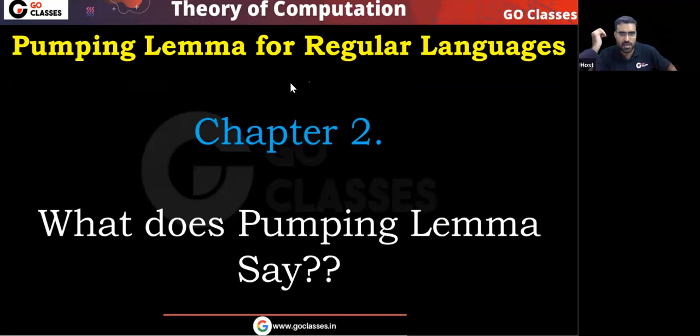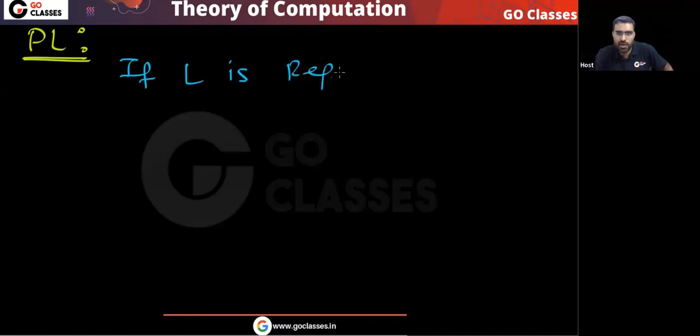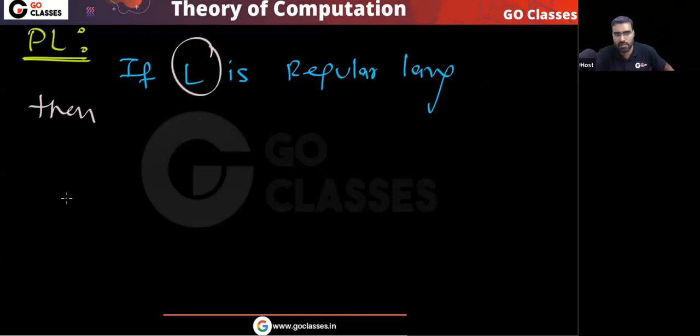Let's focus on this. This is a very interesting property of regular languages. See what the pumping lemma says: if L is a regular language, you can take any regular language, then what will happen? Then there is a magical number for L. Every regular language has a magical number. L has a magical number.